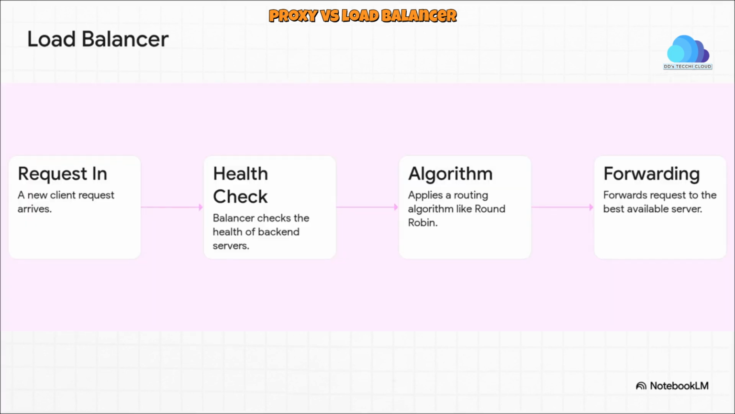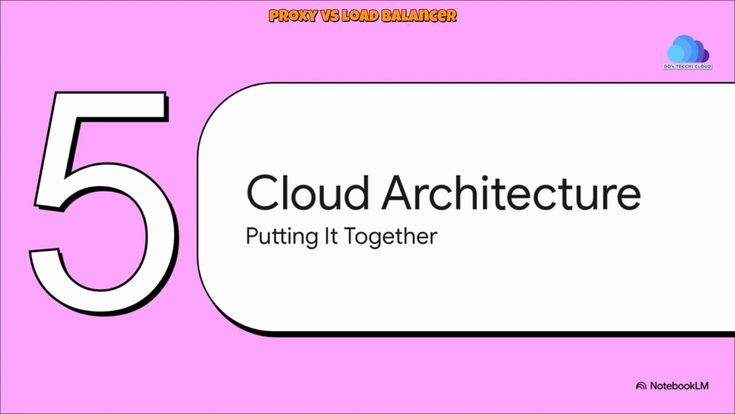Mechanically, here's how that magic actually happens. A request arrives, and the balancer is constantly performing health checks to make sure the servers are actually alive and kicking. Using algorithms like round robin, which honestly just means it's taking turns sequentially down the line, it forwards the request to the best available server. And it can route this traffic at layer 4, meaning it acts super fast based only on IP addresses, or at layer 7, which means it's making much smarter routing decisions based on the actual application data, like HTTP headers. Let's pull back the curtain and see how this looks in a real-world cloud architecture.